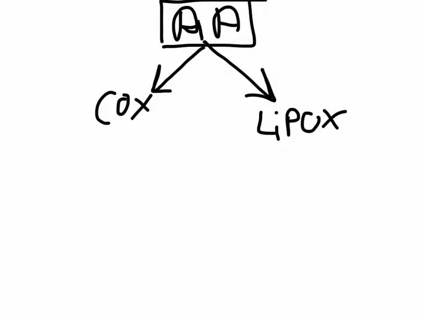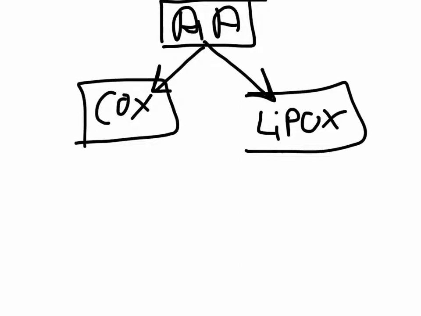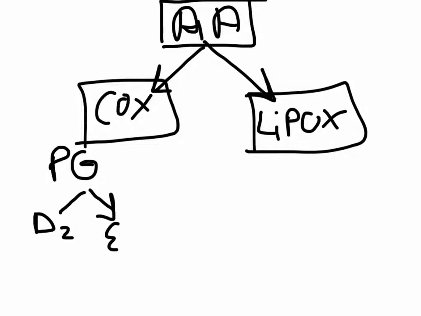Arachidonic acid can either be acted on by cyclooxygenase or lipoxygenase, specifically 5-lipoxygenase. And you'll remember that there are several cyclooxygenases, and aspirin inhibits cyclooxygenase irreversibly. And if you go the cyclooxygenase pathway, you can get prostaglandins. There's three important types of prostaglandins. There's a lot of types, but there's the D2, the E2, and the I2.